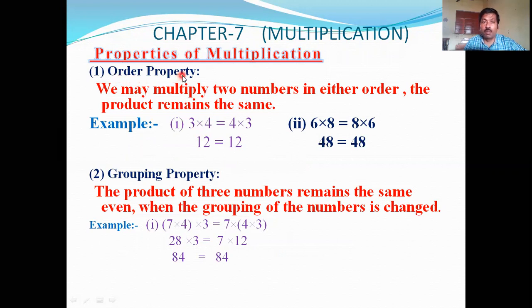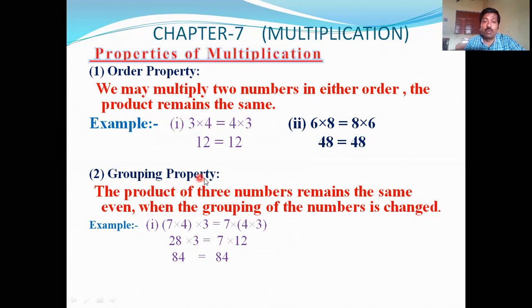First property is the order property. We may multiply two numbers in either order. The product remains the same. When we multiply any two numbers in any order, the product will be the same. Let us take an example, 3 into 4. When we multiply 3 into 4, we get 12. And when we multiply 4 into 3, here the order is changed, 4 into 3, it makes 12. Both products are equal. And here is another example, 6 into 8, we get 48, and 8 into 6, we get 48.